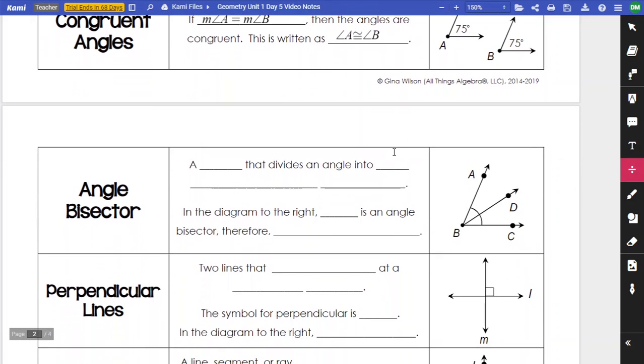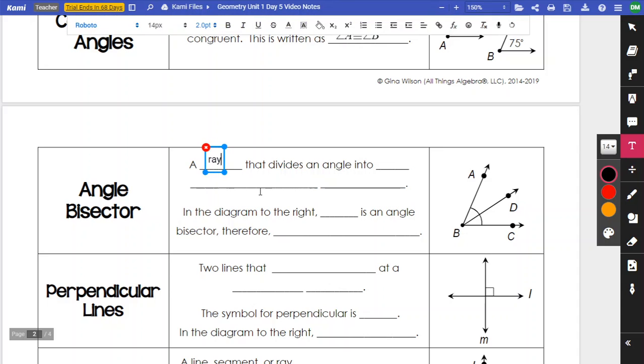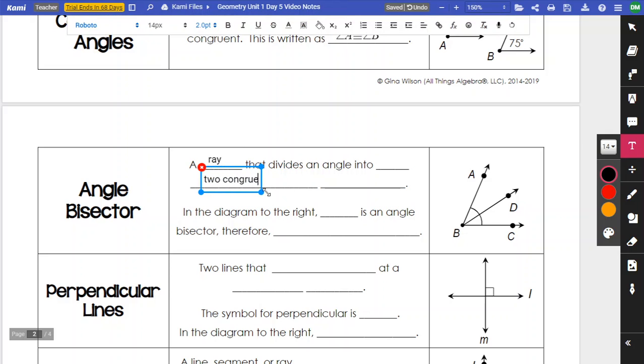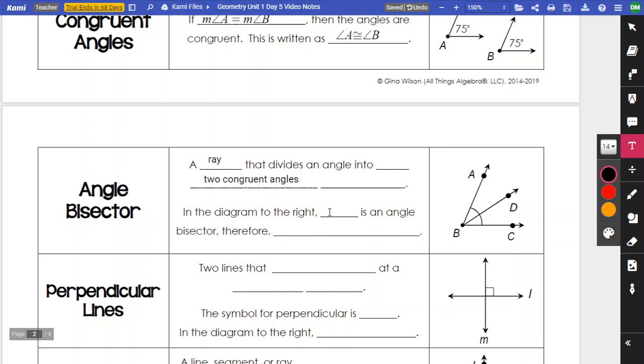So an angle bisector. Over here we've got angle ABC, if we look at the big one, and BD is bisecting it. That means it's cutting it exactly in half. So bi means 2, and then sector means basically to portion it out. So we're portioning it out into 2 equal sectors, so we're cutting it exactly in half. So an angle bisector is a ray that divides an angle into 2 congruent angles. So we're turning one angle into 2 angles that are exactly the same.